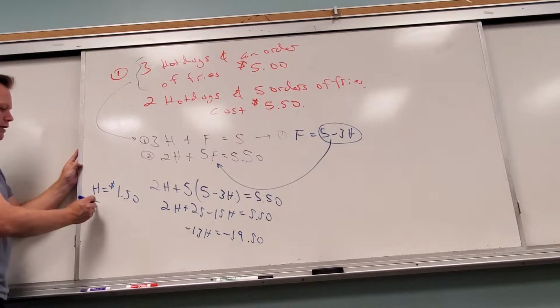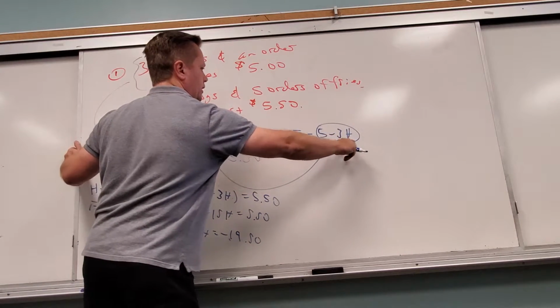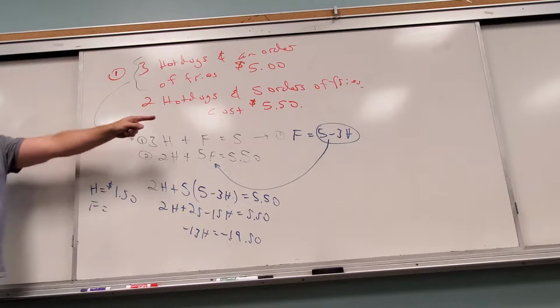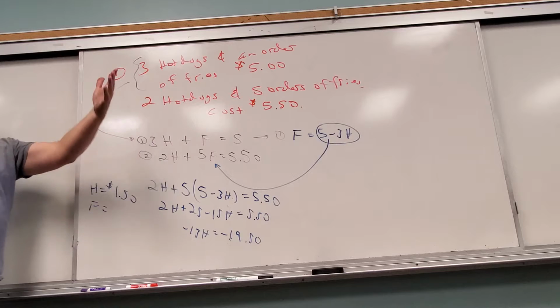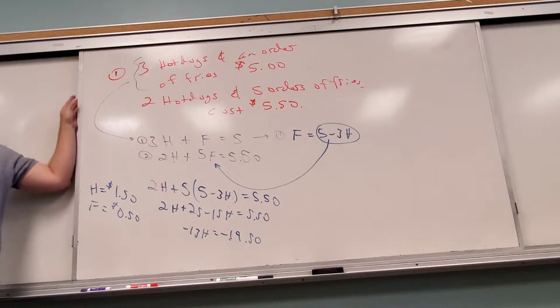How do you figure out what the fries are? Fries is 5 minus 3 times the hot dog price. 3 times that is 4.50. 5 minus 4.50 is 50 cents. That's pretty cheap, decent for fries nowadays.